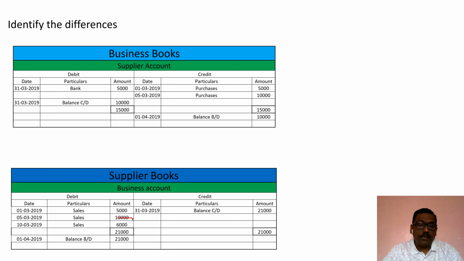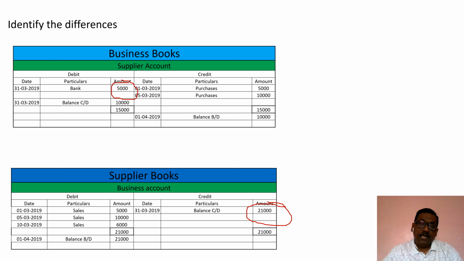Now 6,000 is recorded here, but there is no 6,000 transaction in my books. So I identified the difference. There is a sale recorded in supplier books, but I have not recorded that 6,000 as a purchase in my books. Clear? This is one difference. The second difference is, see here, 5,000 recorded as a payment to the supplier in my books, but I don't see that 5,000 transaction here.